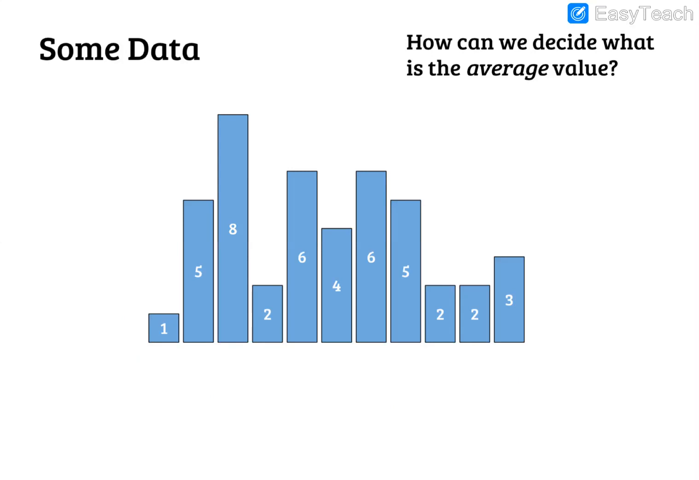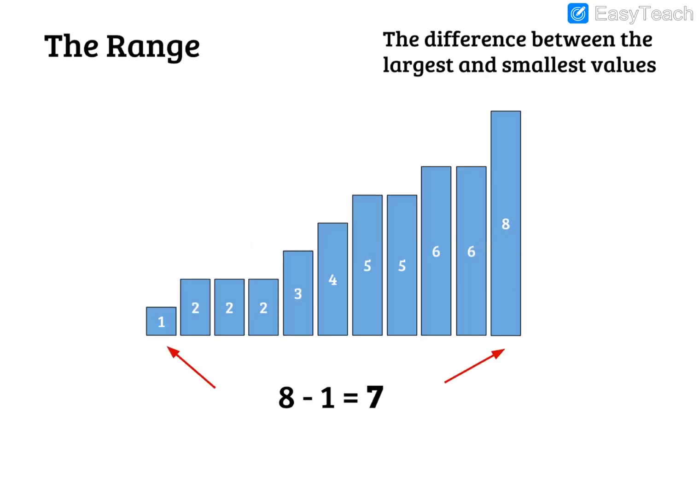If I want to know how spread out my data is, I could put it in order like this, like we did before when we were finding the median, and I could look at the biggest and the smallest. Now the biggest is 8. The smallest is 1, so the range of my data is, well, it goes from 1 up to 8, so that's 7. It's the difference between the biggest one and the smallest one. How spread out is my data? Well, between the smallest and the biggest, there's 7, so we say that the range is 7.